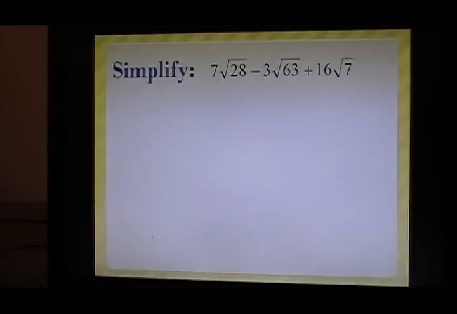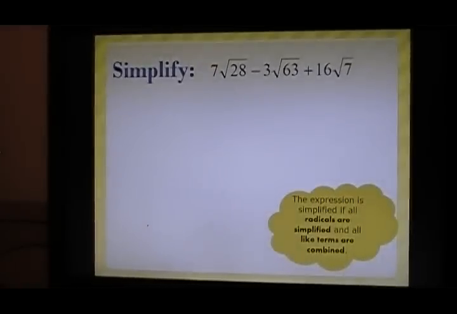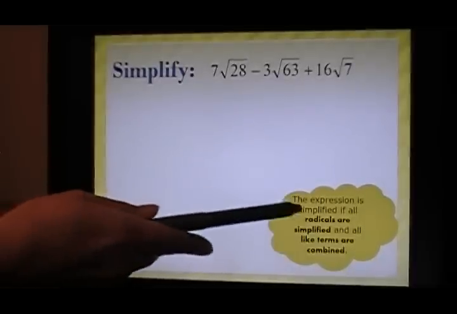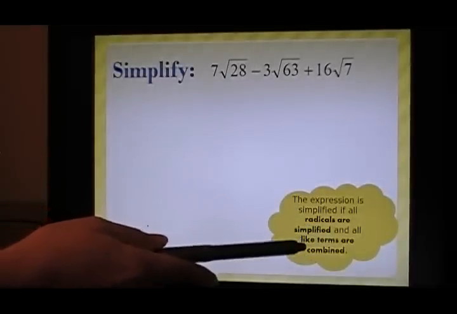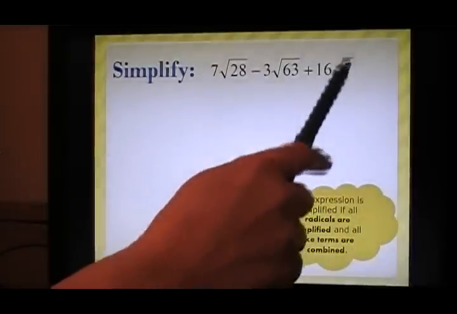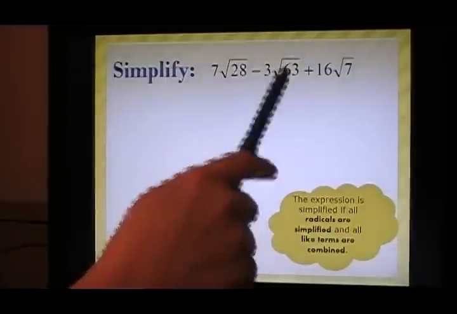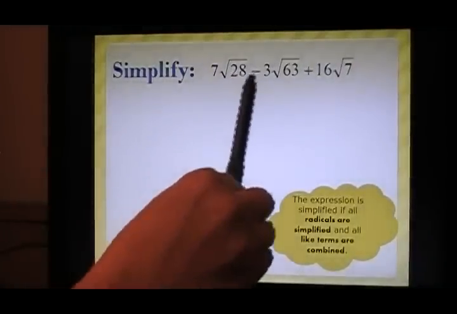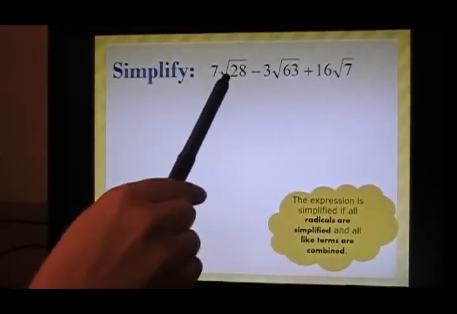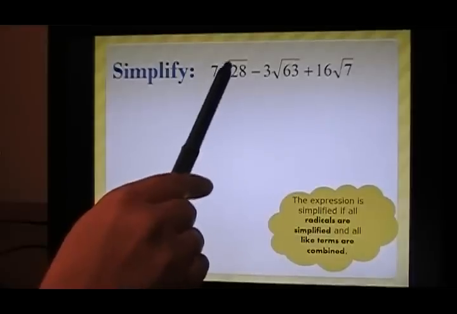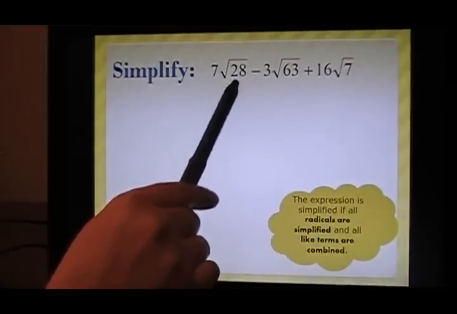So another example just like the one we did. I've even put what I've been telling you about, when is it simplified? It is simplified if your radicals are simplified and all your like terms are combined. So when I give you something like this, you want to go through and look at your radicands first. So 28. If I'm asking you, can you simplify the square root of 28?